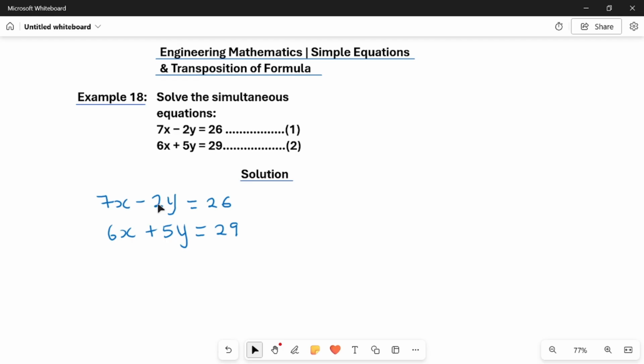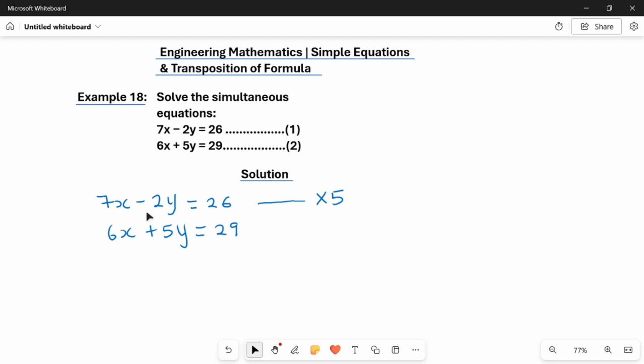So now the question is, if we are to eliminate y first, how do we do that? Here, the coefficient of y is minus 2, right? And here, the coefficient of y is plus 5. So for us to eliminate both of them, we'll multiply equation 1 by the coefficient of y in equation 2, which is 5. So it will now be times 5.